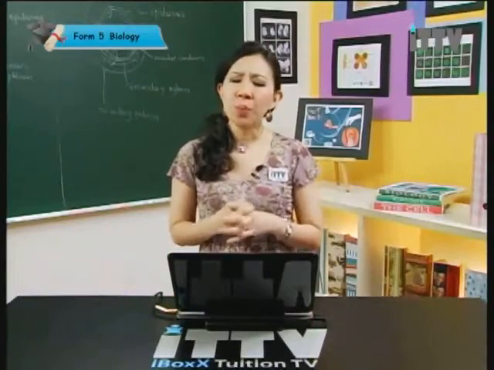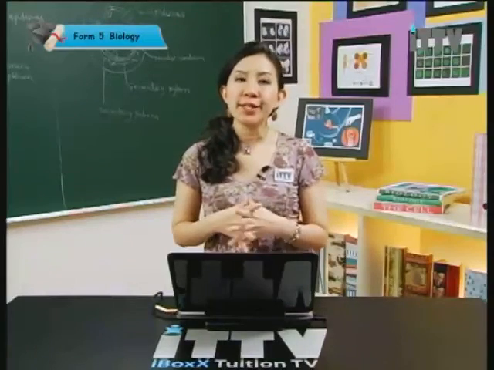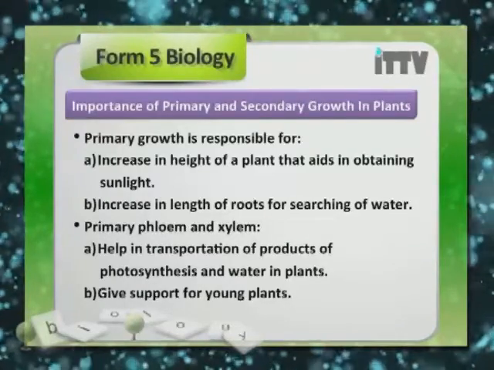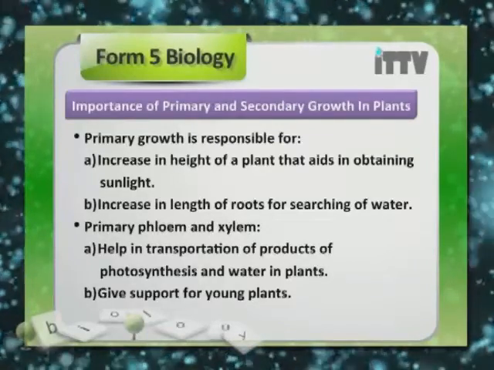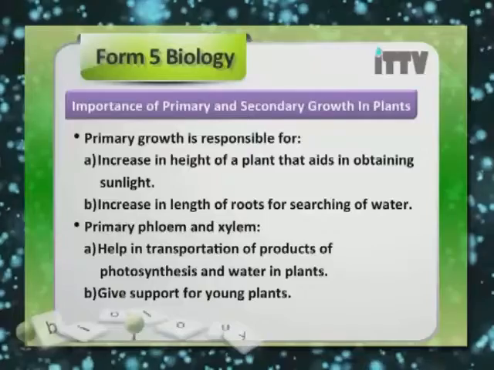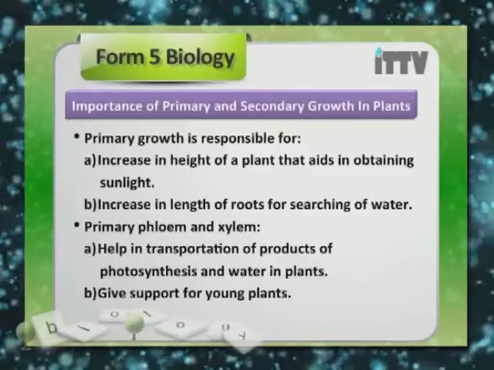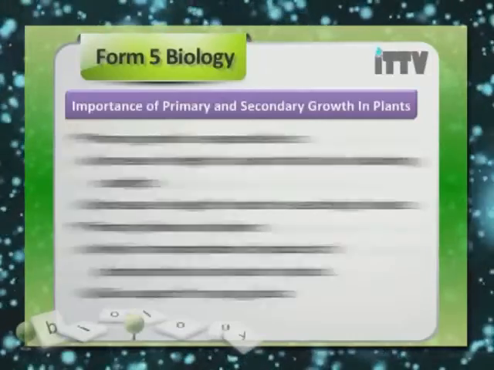Let's move on to the importance of primary and secondary growth in plants. Primary growth is responsible for an increase in the height of a plant that aids in reaching sunlight, and an increase in length of roots for searching for water. That is the main reason why we have primary growth. Primary phloem and xylem help in transportation of products of photosynthesis and water in plants. Besides that, they give support for young plants.